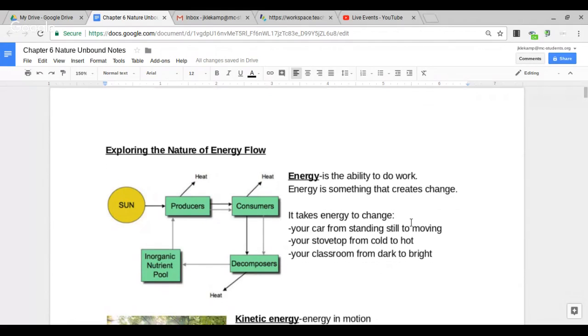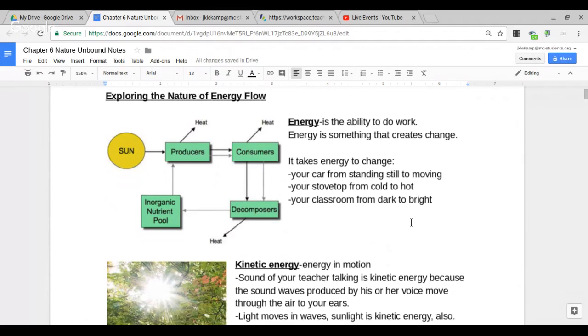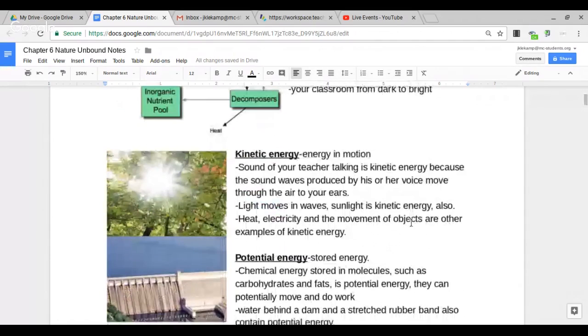Energy is something that creates change. So, for instance, it takes energy to do things, such as moving your car from standing still to moving, heating your stove up from cold to hot, also your classroom from dark to bright.